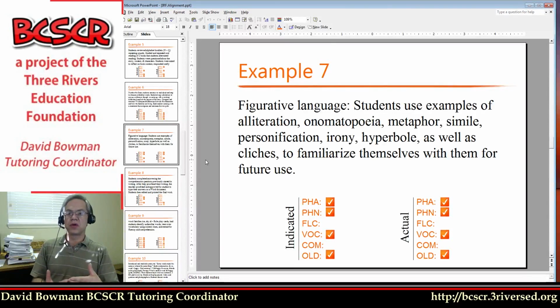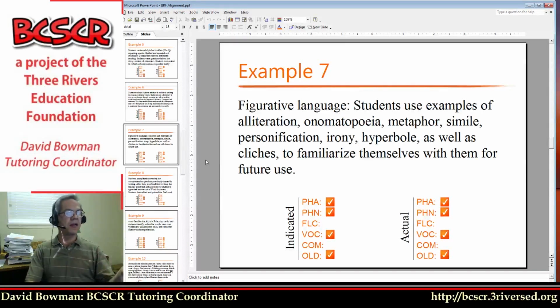Example 7, figurative language. Students use examples of alliteration, onomatopoeia, metaphor, simile, personification, irony, hyperbole, as well as cliches to familiarize with them for future use. So again, I'm agreeing with the tutor on this one completely. I think we've got phonemic awareness going on there because if we're talking about alliteration, then obviously we've got to be talking about the sounds of words. I think we have some phonics going on there because obviously we're going to look at the printed word, we're going to translate it into sounds, and then come up with the word itself, so that's phonics.